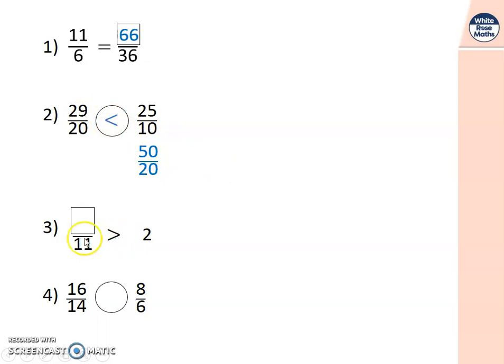Here, we need to make a fraction that is larger than 2 whole ones. 11/11ths would be 1 whole one. So 2 whole ones would be 22/11ths. So our number has to be greater than that. For example, 23 or 24 or any number larger than that. Any number or integer that's greater than 22 can go in there.